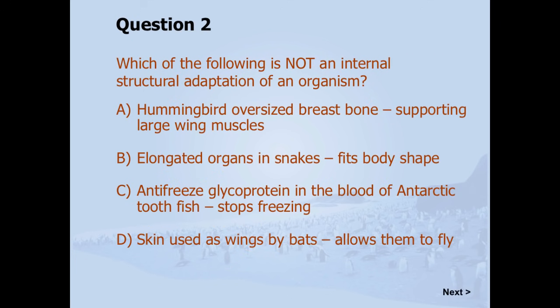Okay, question 2. Again, make sure you write the question. Which of the following is not an internal structure adaptation of an organism? Is it A, the hummingbird's oversized breastbone to support the large wing muscles? B, the elongated organs in snakes to fit the body shape? C, antifreeze glycoprotein in the blood of an Antarctic toothfish to stop its body from freezing? Or D, skin used as a wing by a bat, which allows them to fly? The correct answer is D. Because our skin is on the outside of our body, it is not an internal adaptation.